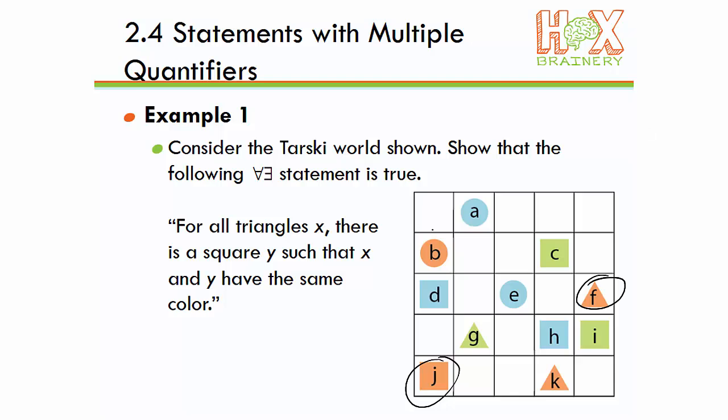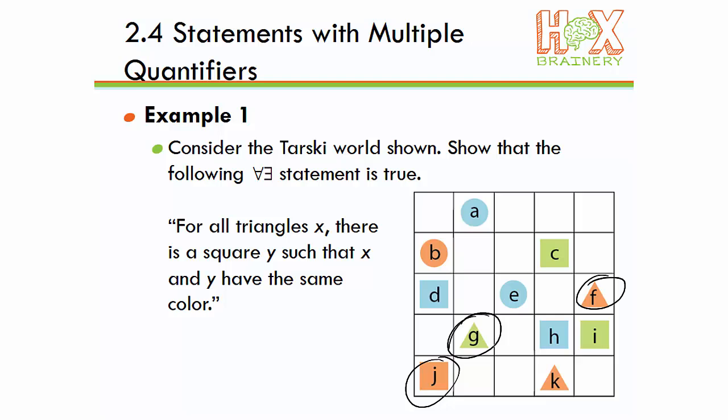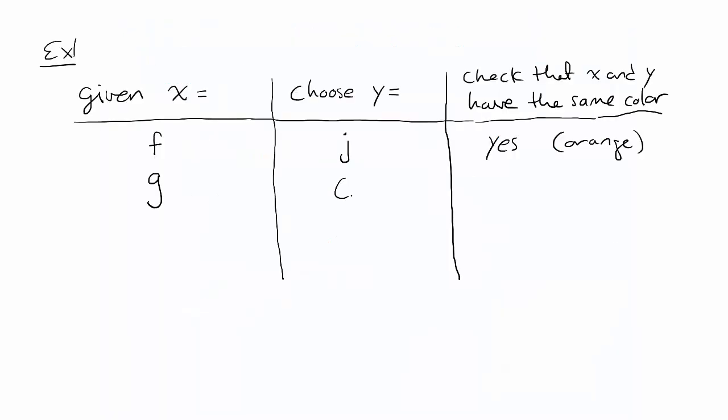All right. Now let's say they pick a different triangle. They pick triangle G. Okay, so you're going to put G here in that column. Now, what are you going to choose so that your square has the same color as triangle G? So you just have to pick a green square. And there's actually two of them, so either of them would work. So we're going to put C or I. Check that they're the same color. Yes, both the triangle and the square are green.